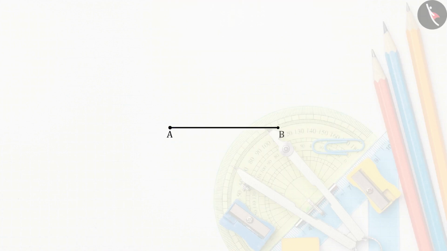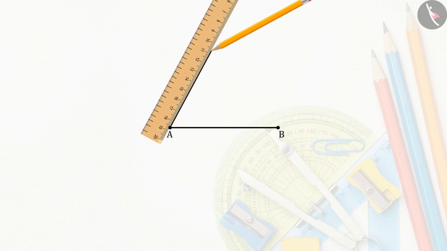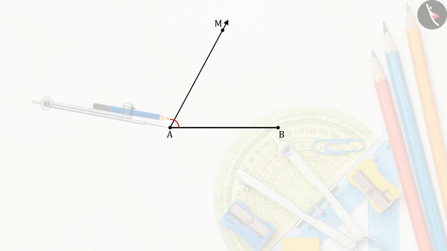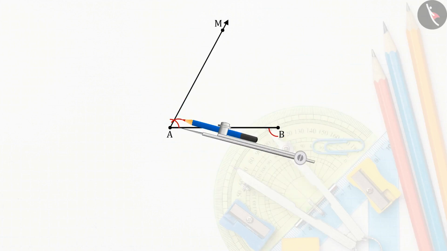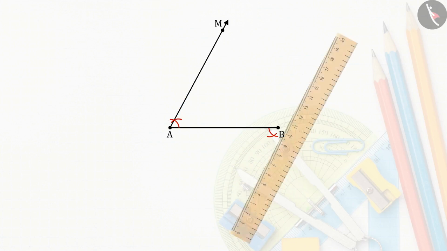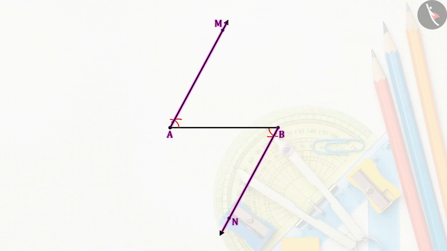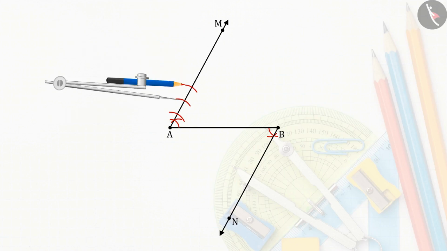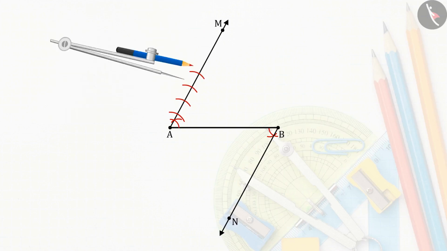For this, firstly, from point A, draw a ray making an acute angle. Let the ray be AM. And parallel to ray AM, draw a ray BN from point B. You may remember that we also learned to draw two parallel lines in the previous video. Now, on ray AM, mark 5 arcs of equal radius.